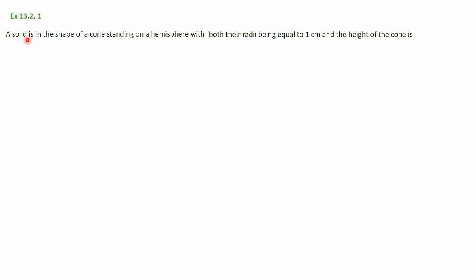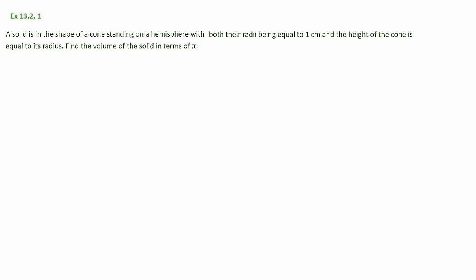Next, let's discuss first question from exercise 13.2. The question is, a solid is in the shape of a cone standing on a hemisphere with both the radii being equal to 1 centimeter and the height of the cone is equal to its radius. Find the volume of the solid in terms of pi.